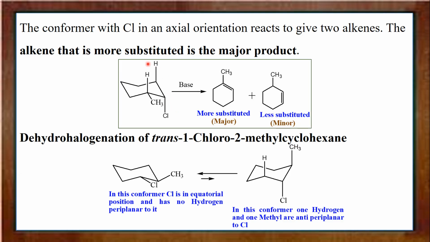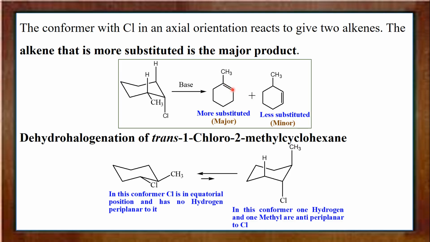Whereas, if another beta hydrogen, this beta hydrogen is eliminated along with chlorine, then it results in the formation of a new pi bond here. And that gives this product. But this product is having only two alkyl substituents connected to the double bonded carbon atoms. This is a di-substituted alkene, whereas this one is a tri-substituted alkene.